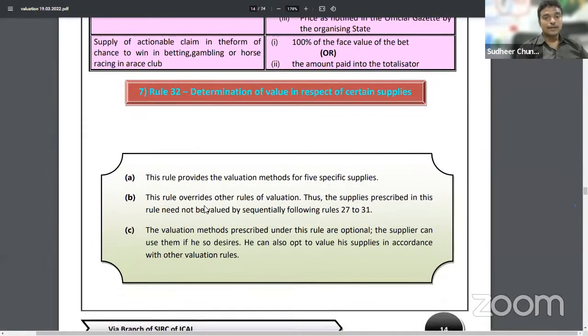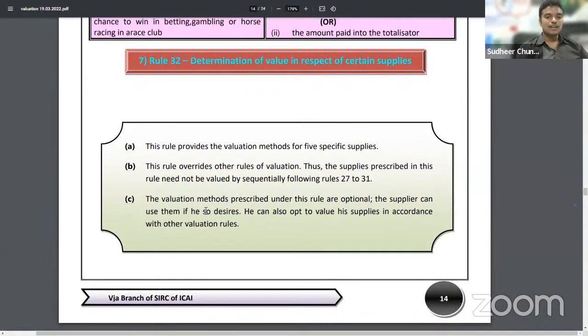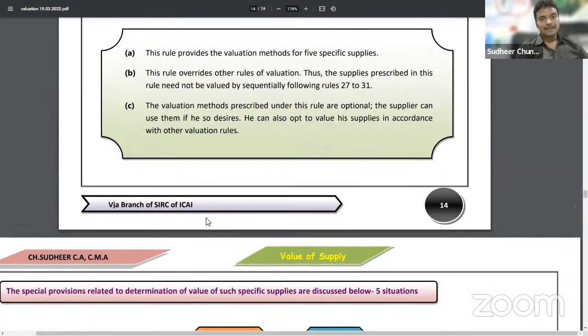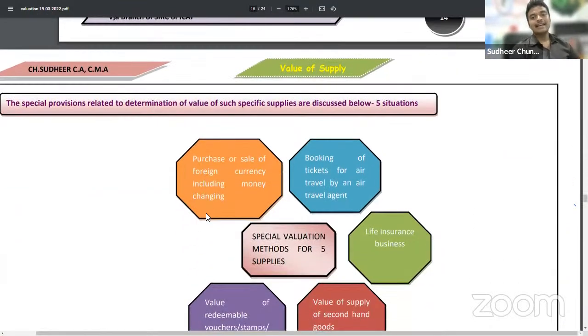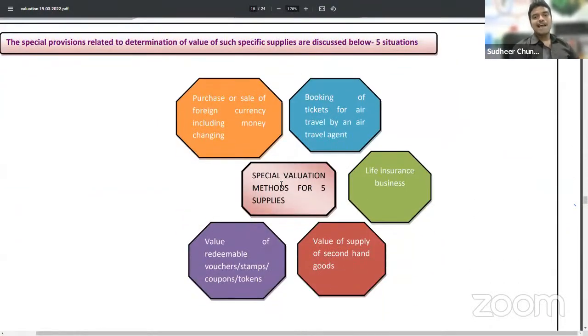Next, rule number 32. Very, very important, sir, practically also. In rule 32, we have another 5 internal rules. Special valuation methods for 5 businesses. For foreign exchange dealers, 1 valuation rule is given. For air travel agents, 1 rule is given. For life insurance business, 1 rule is given. For second hand goods, very, very important, 1 rule is given. And finally, for vouchers, what is the value of the supply?